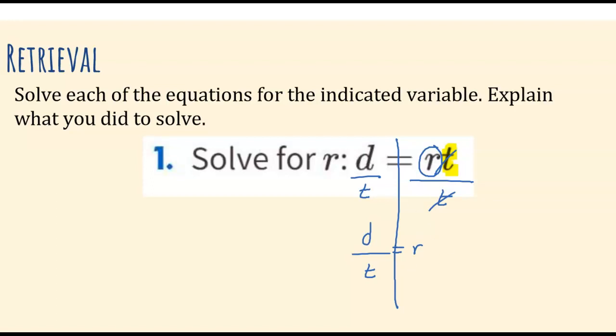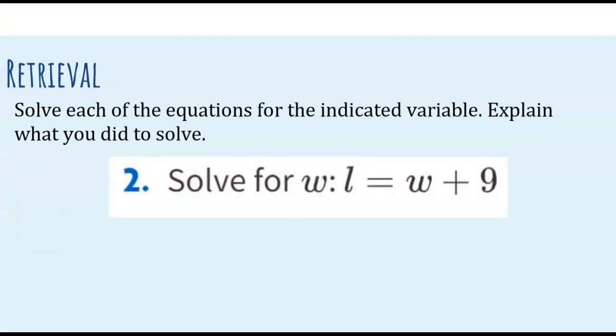The rate is the distance divided by the time. Notice once again we can't simplify that. We don't have any numbers we can calculate. It's just a formula in a different order. We've rearranged the variables. Let's look at one more example.